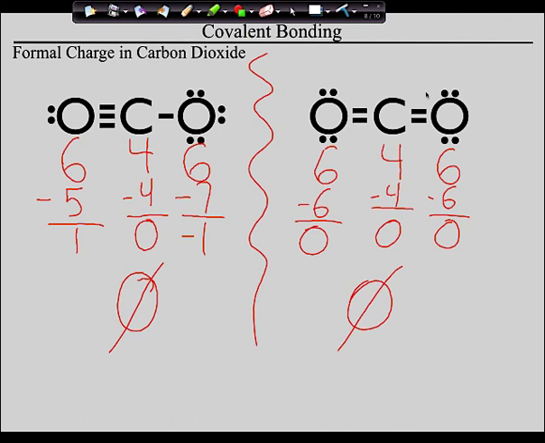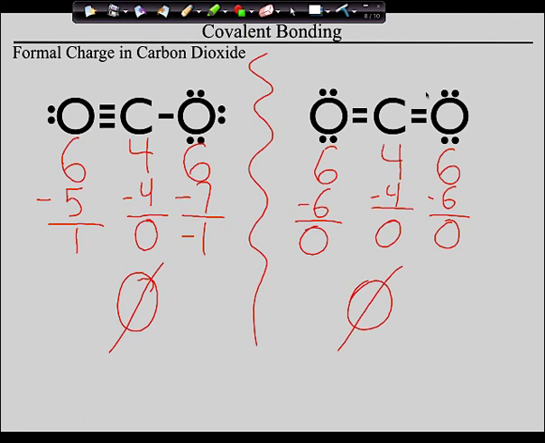So how do we explain that this one is correct? You ready? Here's how we do it. The structure on the right is favored because the formal charges on the atoms are reduced. Do you see the distinction? It's not the formal charge on the molecule, it's the formal charges on the atoms. And the formal charges on the atoms in the right-hand structure are reduced.